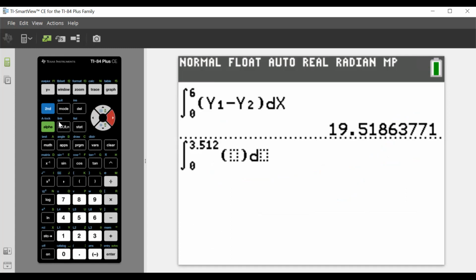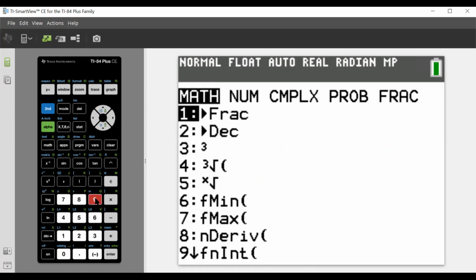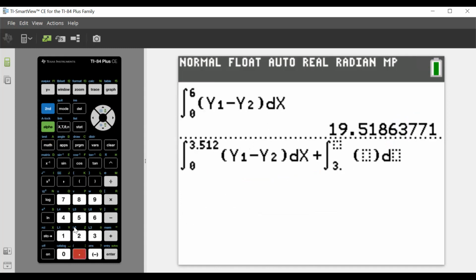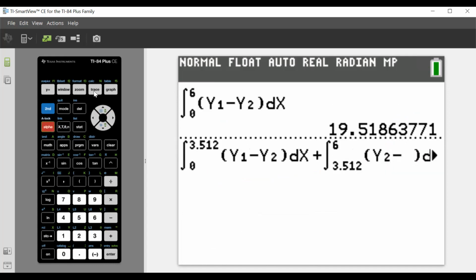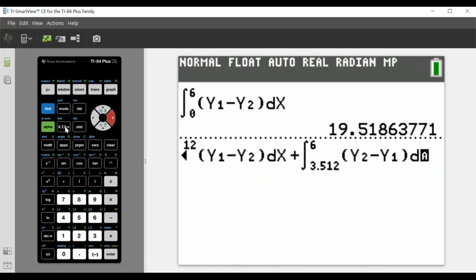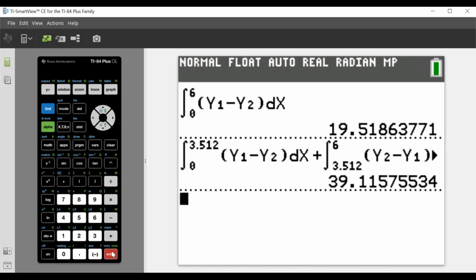And we're taking our f of x again. So alpha trace 1 minus alpha trace 2, dx. And then we're going to add to that the integral from 3.512 up to our 6. And this time we're going to take alpha trace 2 minus alpha trace 1, dx. And this should give us our value overall. So 39.116.